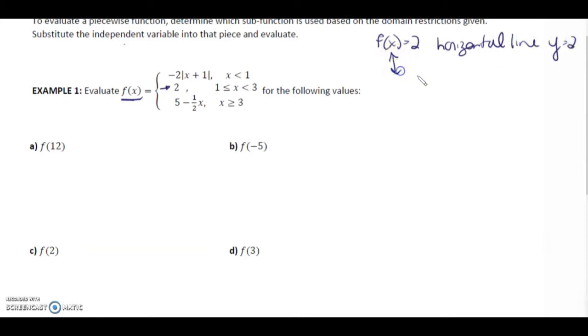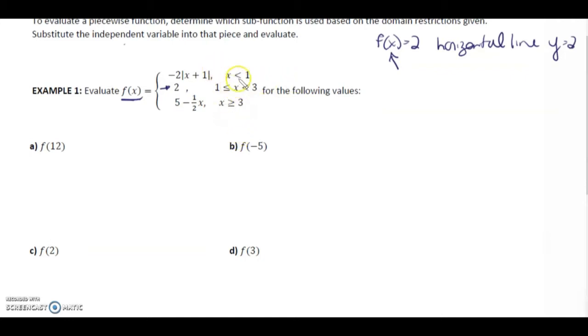Obviously, f of x is another way of saying y, so it's y equals 2, and that's going to happen between 1 and 3. Then we have 5 minus 1/2 x. This is just a line with slope -1/2 and y-intercept 5, and that's going to occur on x greater than or equal to 3.